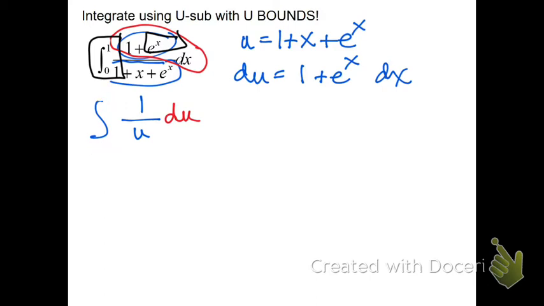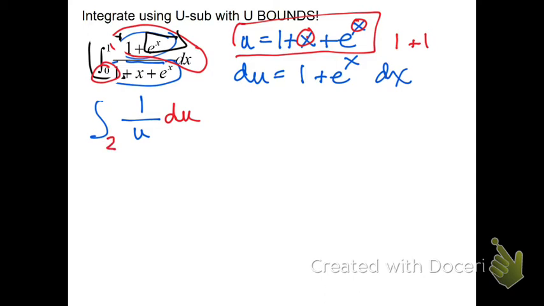So to change them into u bounds, just remember that these are x's, and we want them to be u's. So you're going to go to the u and plug them in for your x. So let's plug in this 0 right here. If x is 0, then this is 0 and this is 0. And u would then equal 1 plus 0 plus what is e to the 0? Also 1. Okay, so that would equal a 2. So when you plug in that x is 0, you get that u is 2.